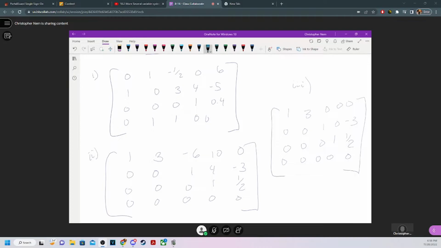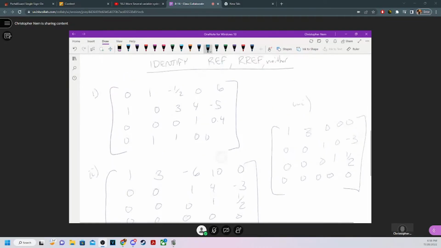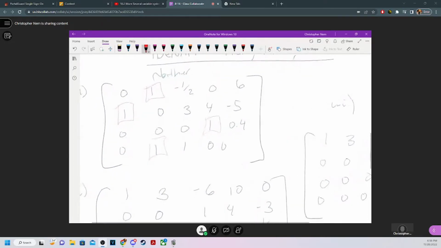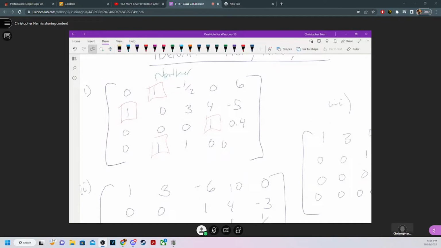All right, if you had tried it out, you'll notice that the first one is neither. The reason is that you have a leading entry here, here, here, and here. Fortunately, all of these leading entries are 1s. We do not have a row of 0, so those two are checked off, but the leading entries are not to the right of each other as I progress down my rows. The first row is at the second column, but then the second row is in the first column, so I'm moving to the left. That means it is not in row echelon form. And if it's not in row echelon form, it's definitely not in reduced row echelon form.